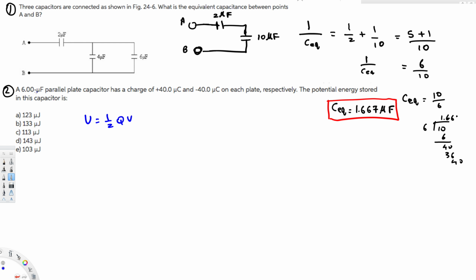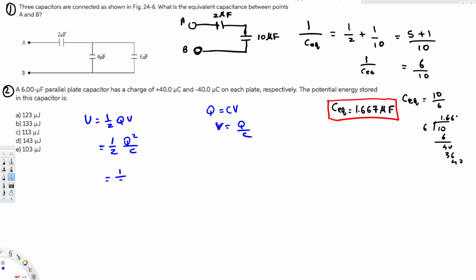Here we are dealing with capacitance and charge. So we have charge, but we have to change this one in terms of capacitance. We know that with the basic equation, Q is equal to CV. So from this one we can rearrange and make V equal to Q over C. Now if I plug in Q over C, that's going to make everything in terms of charge and the capacitance. So let's rewrite this. This is going to be half Q square divided by C.